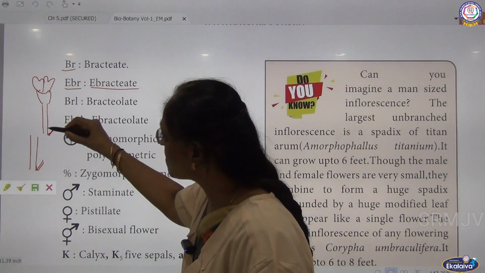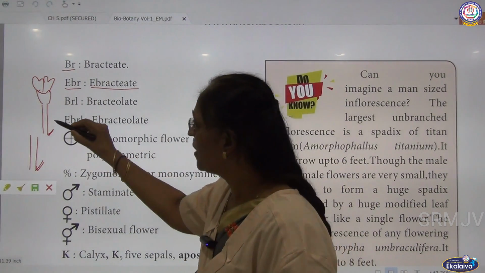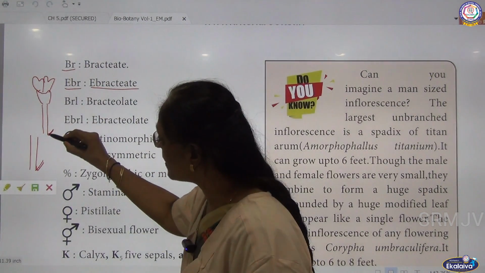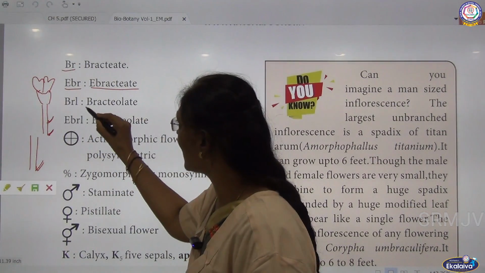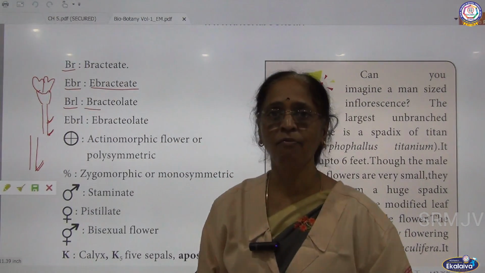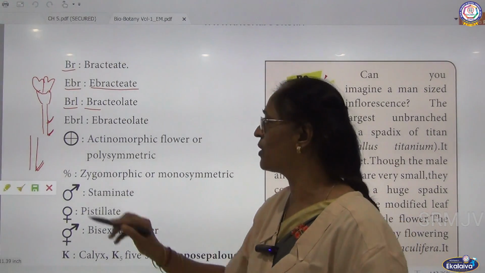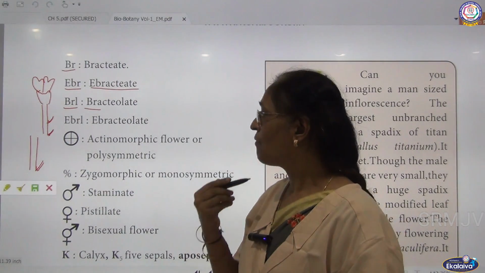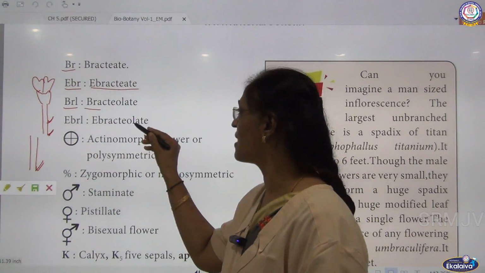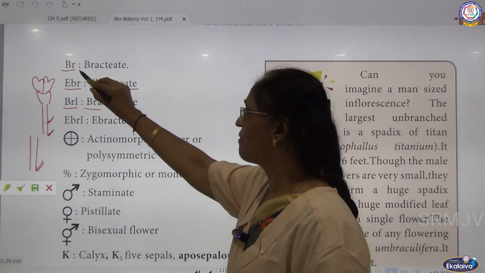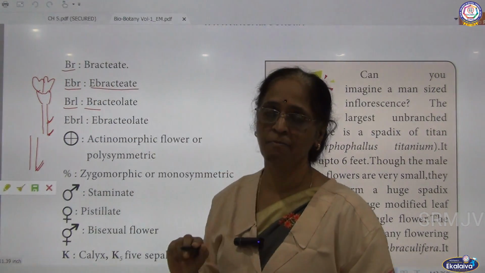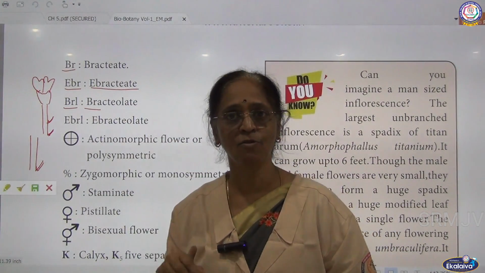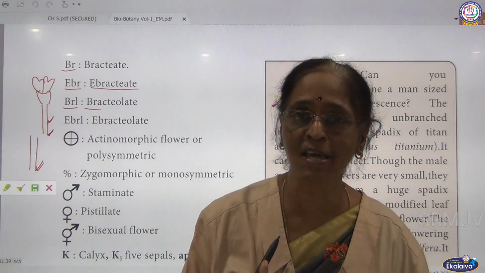We also said that in some flowers we may find leaf-like structures in between the flower and the bract, and these are called bracteoles. If a flower has bracteoles, we represent it with BRL, and the flower is called bracteolate. If the flower doesn't have bracteoles, we call it ebracteolate. So if the flower has a bract, we call it bracteate; if it doesn't, ebracteate. If it has bracteoles, bracteolate; if it doesn't, ebracteolate.